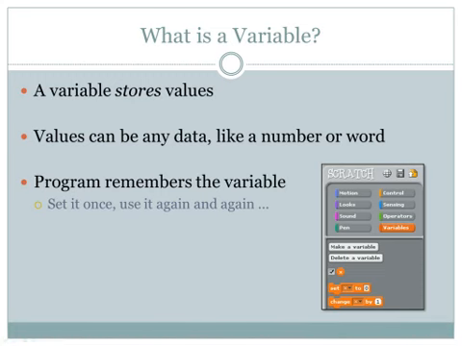Variables are much like your memory inside of a human being. They store values so that you can remember and reuse those values over and over again. The values that variables store can be any kind of data, like a number or a word. Unlike you and me, computer programs have very good memory. So once you set a variable, you can use it again and again throughout your program.